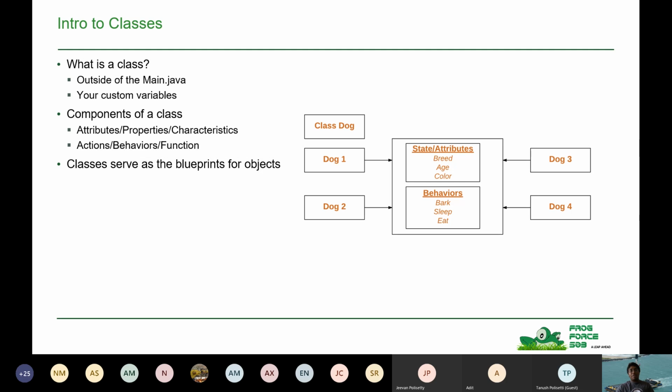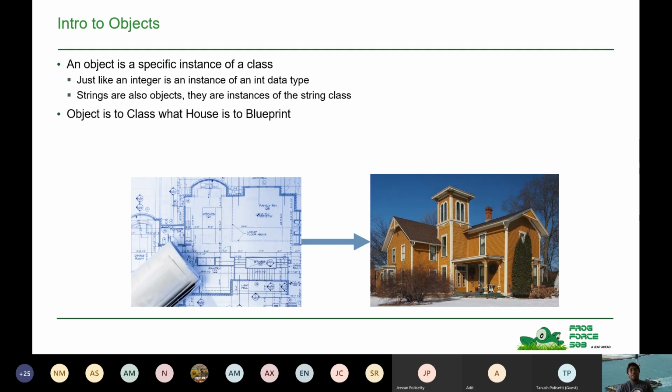Right, so classes serve as a blueprint for an object. So an object is basically just a specific instance of a class. So when we create a new variable, we're basically creating an object. When we actually use the variable of our own custom type, we're creating an object, right? So a string is actually also an object, right? It's an instance of the string class.